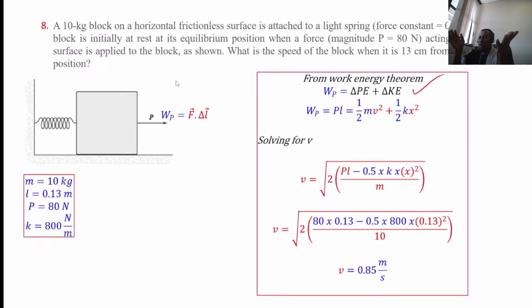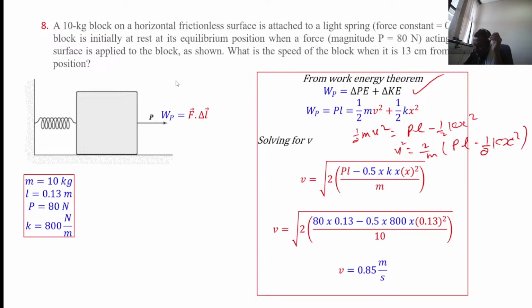Therefore, what don't I have? V. Solve for V. Easy. Half mv squared is equal to PL minus half kx squared. Then V squared must be 2 over m times PL minus half kx squared. Then instead of a square, you put it under the square root. This is the equation. Happy. You guys are engineers, therefore I'm not going to go through where each value goes.